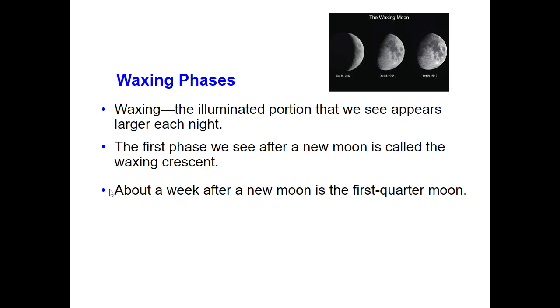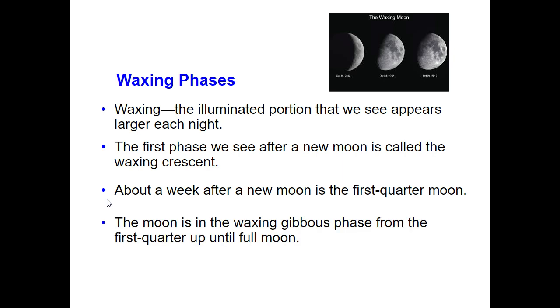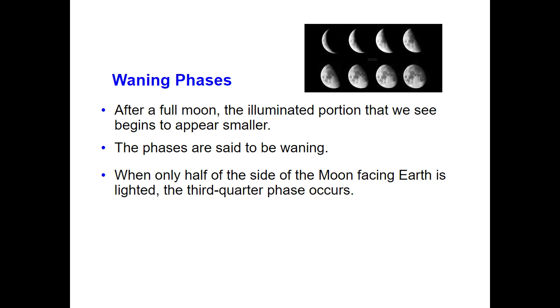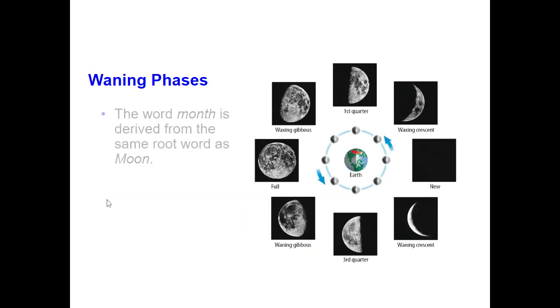So waxing, of course, appears to be larger. As it's getting larger, that is our first quarter, and then we have our full moon. Waning means it seems like it's getting smaller. So it is going towards the sun, away from the other side of the Earth. You'll see the third quarter, and eventually you get your new moon.